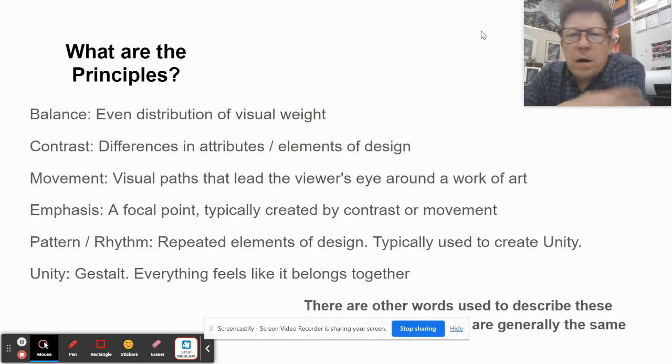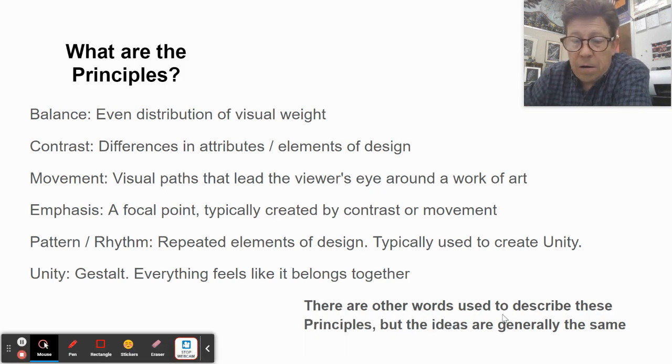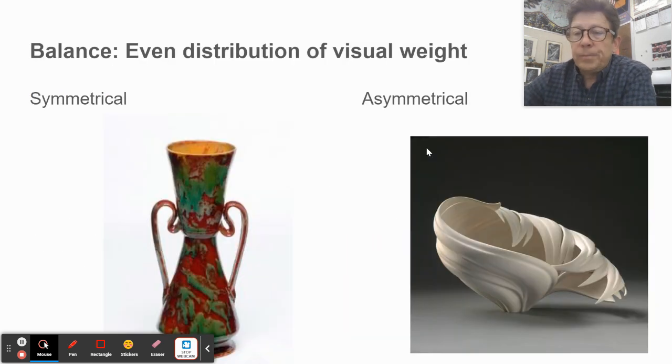What are these principles of three-dimensional design? There's balance, contrast, movement, emphasis, pattern and rhythm. Sometimes people use the word variety there as well. And then unity, and a word that I use a lot is gestalt. So there are other words that people use to describe these six. Sometimes there's seven, sometimes there's eight, depending on how specific people want to get about little attributes within these basic principles, but the ideas are pretty much the same. So let's take a look.